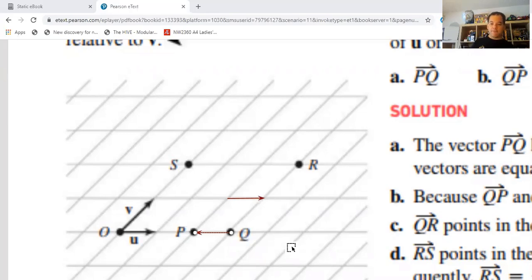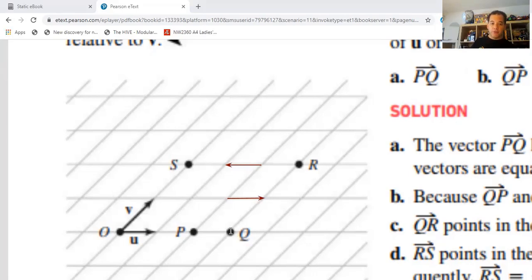So that's QP. Now, what about QR, right? What would be QR? Let me move this somewhere over here. Notice that when I move it, it's exactly the same vector, right? It really doesn't matter where it starts. As vectors, this red one that I put over here is the same as u, and this red one that I put on the top is the same as negative u. It doesn't matter that I move it.